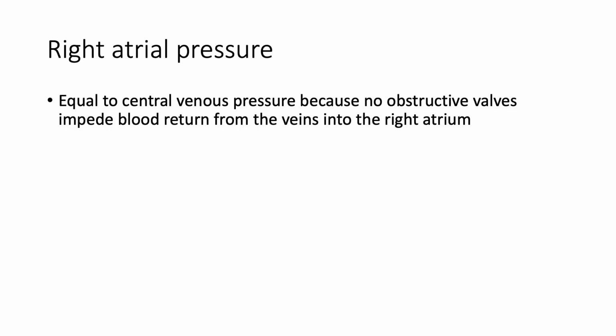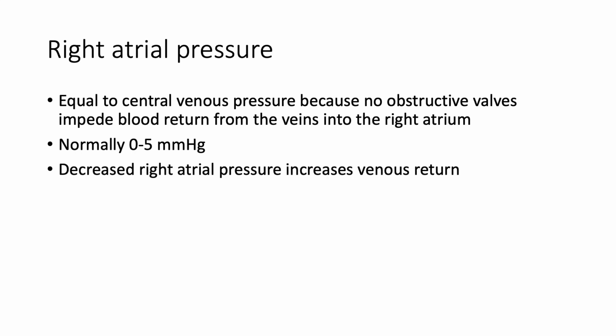So right atrial pressure is equal to central venous pressure because there are no obstructive valves that impede blood flow from the veins into the right atrium. So we can use right atrial pressure to approximate central venous pressure. It's normally going to be pretty low, 0 to 5 millimeters of mercury. And lower right atrial pressures are going to increase venous return because of the pressure gradient, right? So you don't want really high right atrial pressures for venous return. The lower the pressures, the easier it is for blood to return to the right atrium because of that pressure gradient.